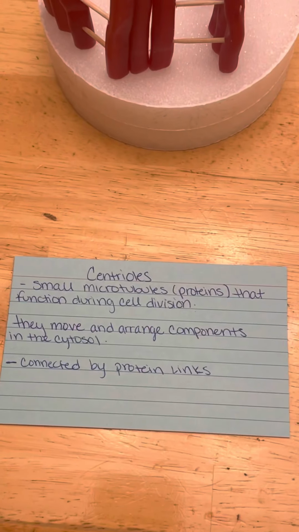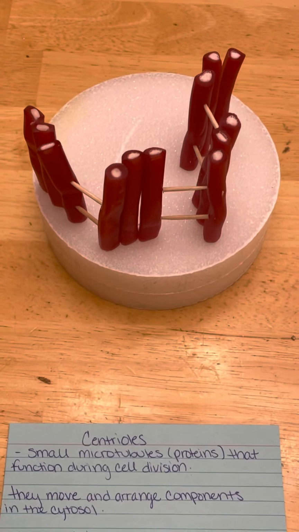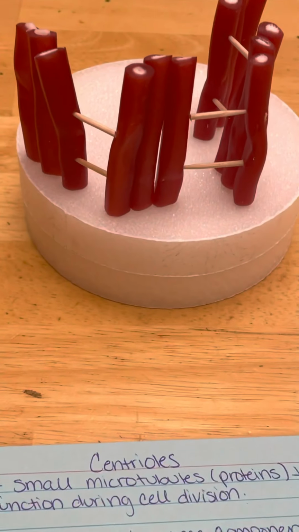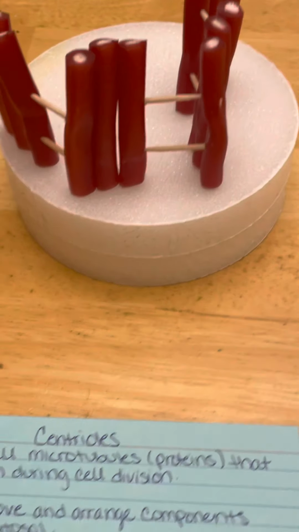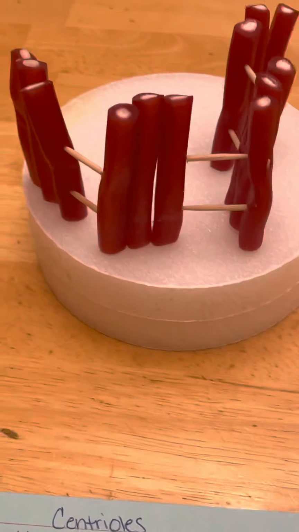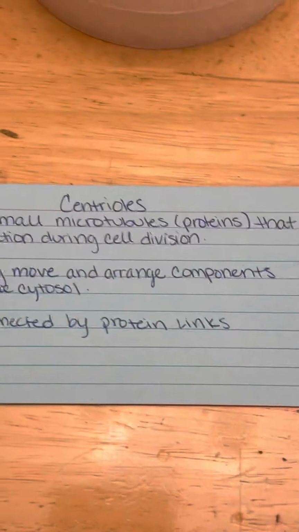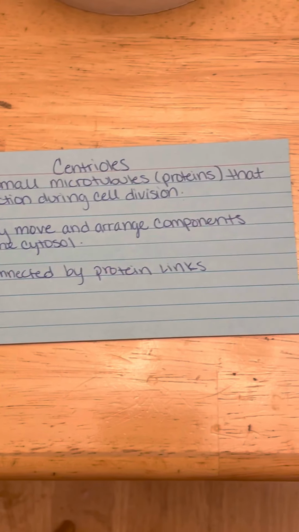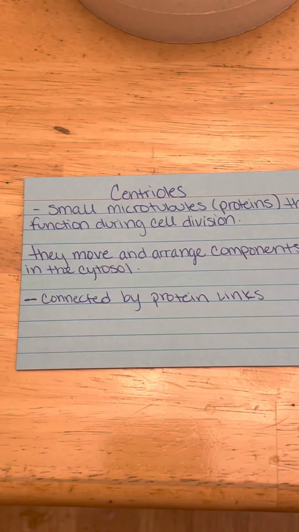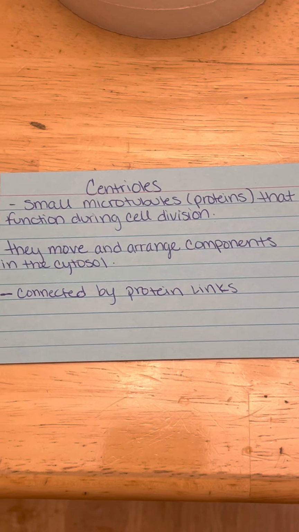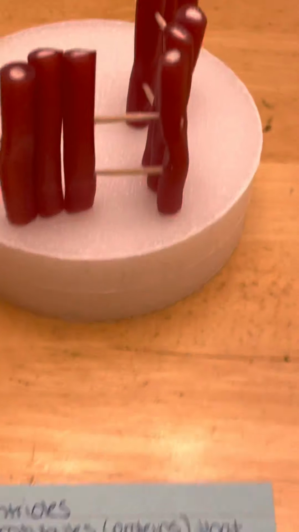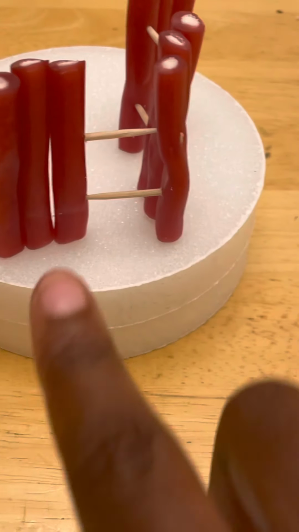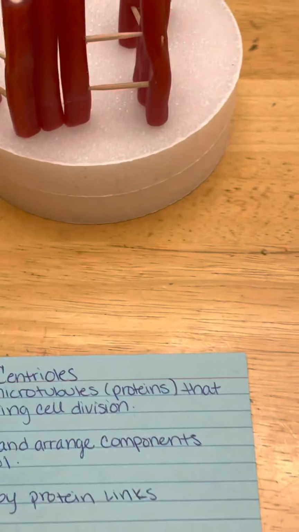And next I have centrioles, and I've made them here out of candy. And back to the mitochondria, I've made it out of a sweet potato, and toothpicks representing the protein links that link them all together. And the centrioles are small microtubule proteins that function during cell division. They move and arrange components in the cytosol, and again they are connected by protein links. So these would be representing the protein links there.